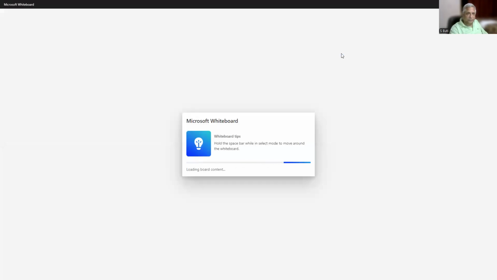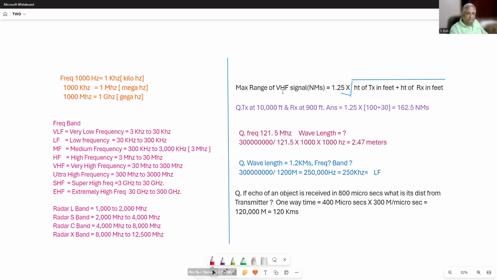Next, depending on the frequency, these frequencies are divided in frequency bands. A frequency of 1000 hertz is called 1 kilohertz. 1000 kilohertz is called 1 megahertz. And 1000 megahertz is called 1 gigahertz. We'll mostly be using frequencies in this spectrum.